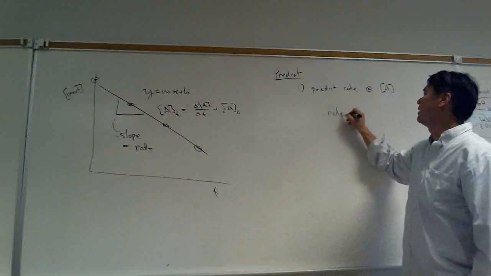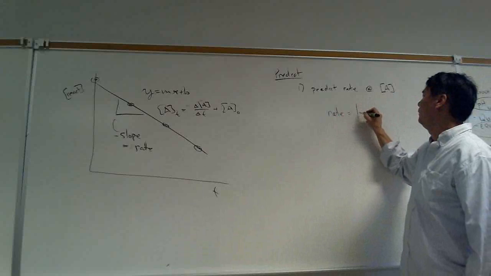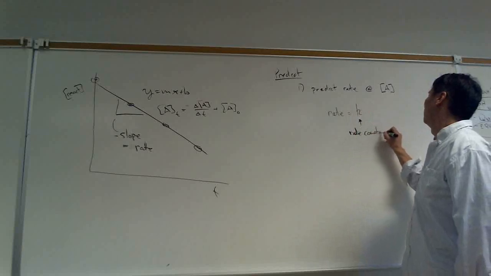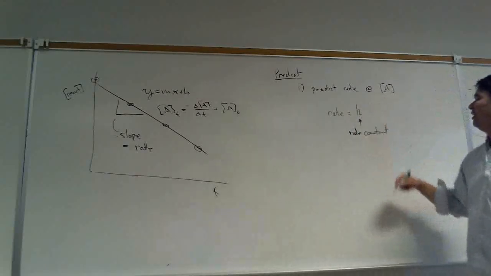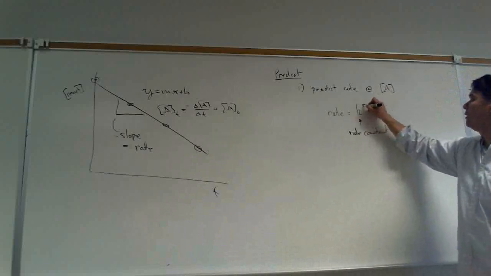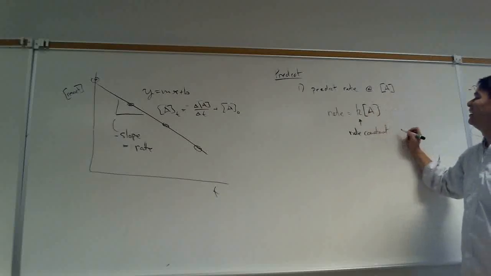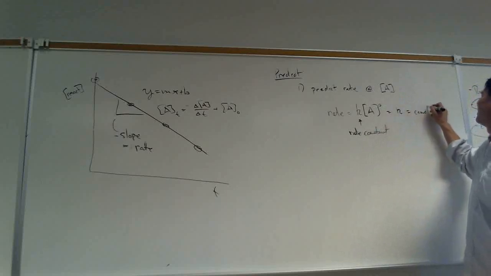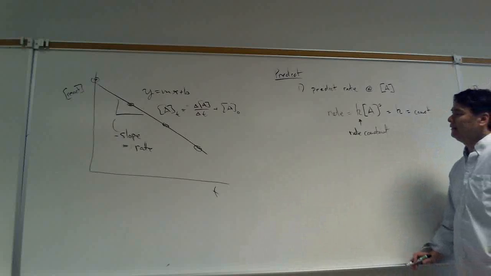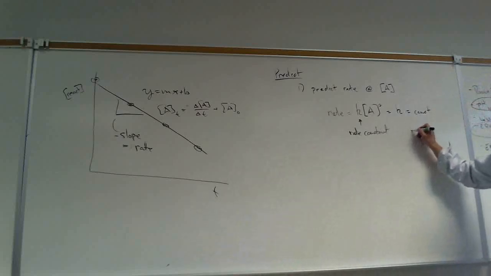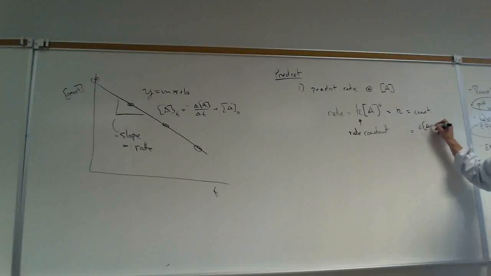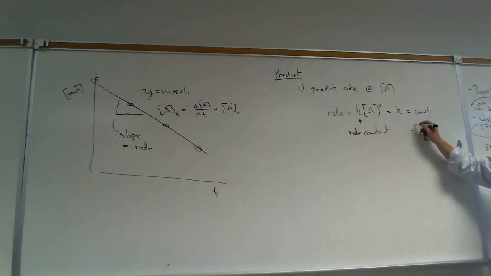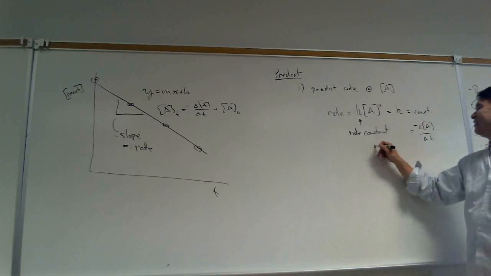In other words, we come up with something like this. The rate is equal to k. k is called the rate constant, which is going to depend on the reaction itself, times A to the 0. And so in other words, the rate is equal to k, which is just equal to a constant here. We don't really need special math to figure this out, because the rate is just equal to delta A over delta t, the negative of this, or the absolute value of this.